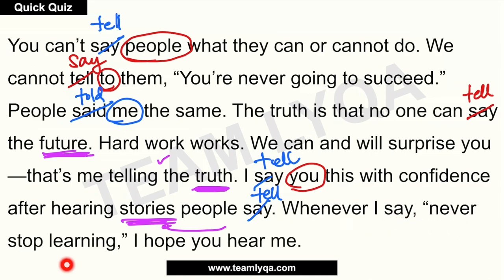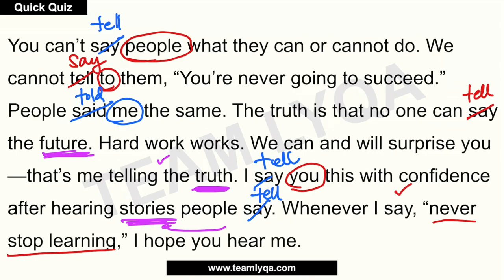Whenever I say, never stop learning, I hope you hear me. Okay, we have a say right here. Ang tanong, tama ba siya dyan? Now again, this is advice, this is a statement, this is a direct quote. Okay, but wala naman ding pinagsabihan, walang object, walang indirect object yan. So, ibig sabihin nun, I can indeed use the word say. Tama rin yung say na yan, hindi nyo kailangan palitan. I hope you hear me, tama na yan.